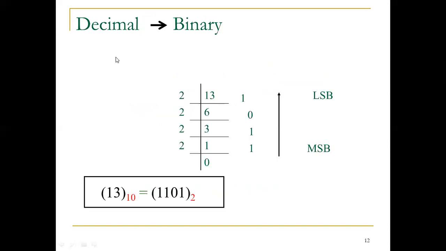Now let us see one more example, that is decimal to binary. Same procedure here: 13 is converted into its equivalent binary number, and here we have decided the LSB and MSB. MSB is the most significant bit, LSB is the least significant bit.